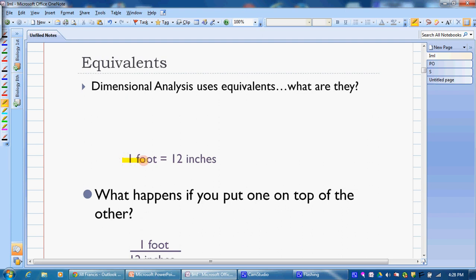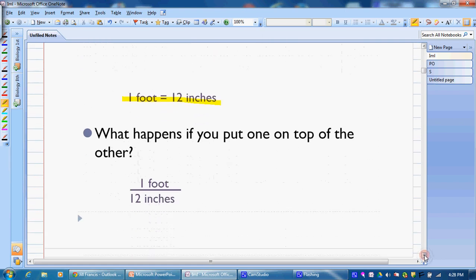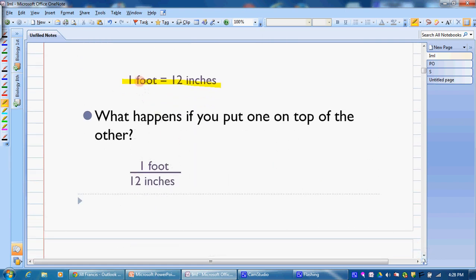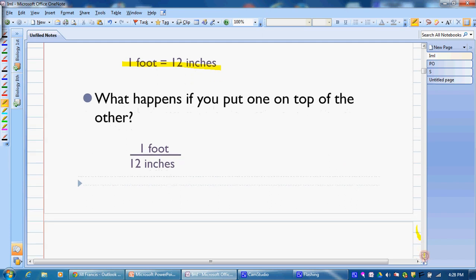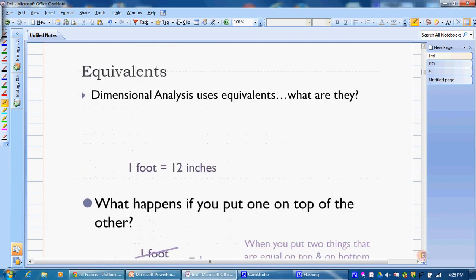So here's one easy example. You all know that with every 1 foot there are 12 inches. Okay, so that's an easy conversion factor. One goes on top, one goes on bottom. Whenever you have two things equal to each other, one will go on top, one will go on bottom, and it can go either way. So it can be the foot on top of the inches or the inches on top of the foot. It really doesn't matter. It can be written both ways.